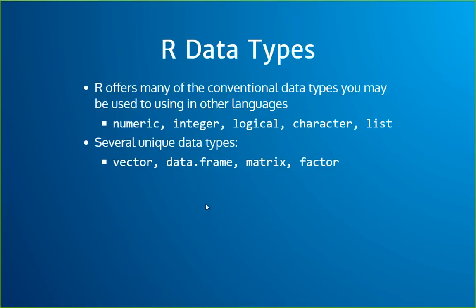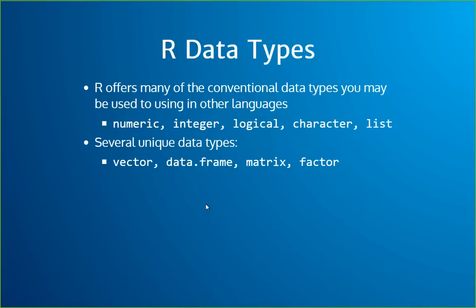R also has several unique data types. Some of these are really what makes R a powerful environment for data analysis. So you have vectors, data frames, matrices, and factors. These are just some of the unique data types available to R.